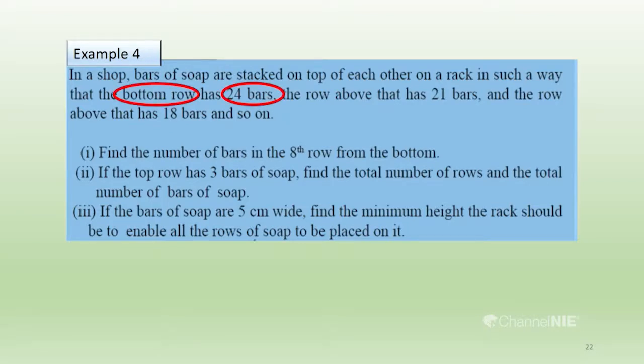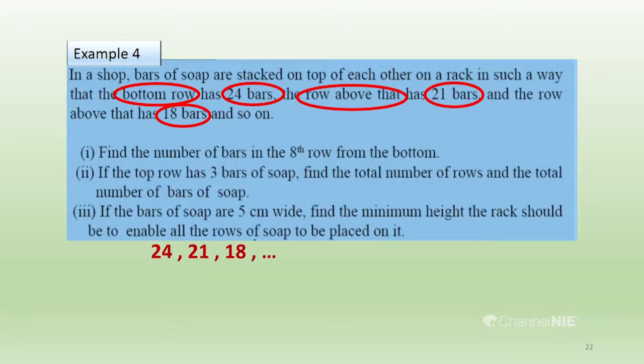We have to highlight this. Bottom row has 24 bars. Row above that has 21 bars. And row above that has 18 bars. Then the first part of the question: find the number of bars in the 8th row from the bottom.